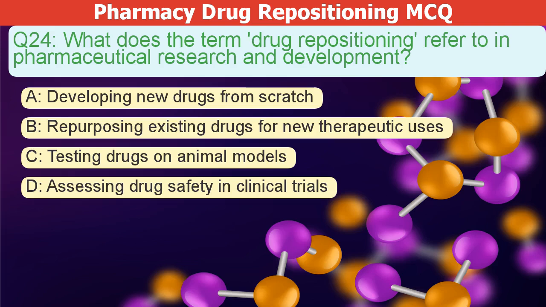What does the term drug repositioning refer to in pharmaceutical research and development? A. Developing new drugs from scratch. B. Repurposing existing drugs for new therapeutic uses. C. Testing drugs on animal models. D. Assessing drug safety in clinical trials.